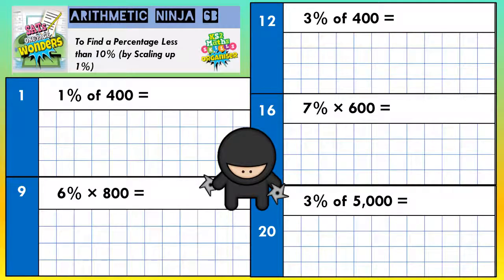Welcome Arithmetic Ninjas to finding a percentage less than 10% by scaling up 1%. Now 1% is like a master key that unlocks many doors. So if we can find 1%, we just have to times it by 4 to get 4%. 1% times 6 will give you 6%. 1% times 9 will give you 9%. So finding 1% is very, very useful indeed.